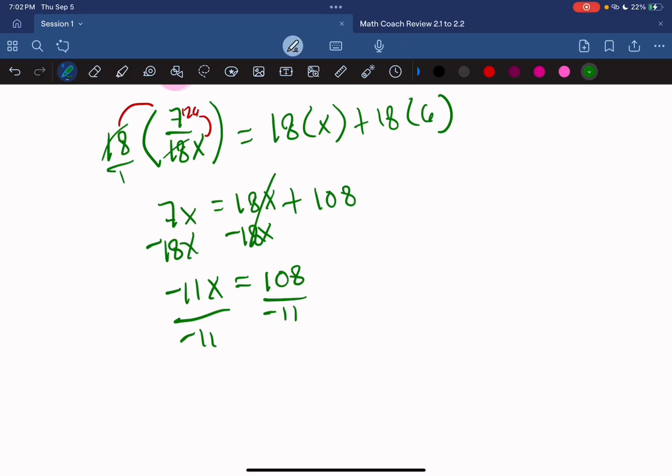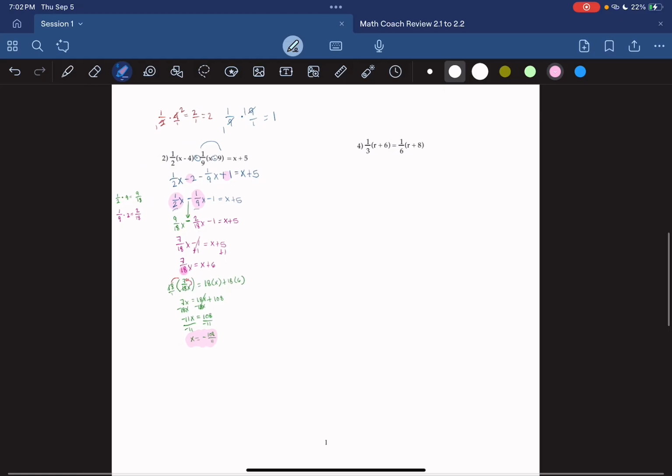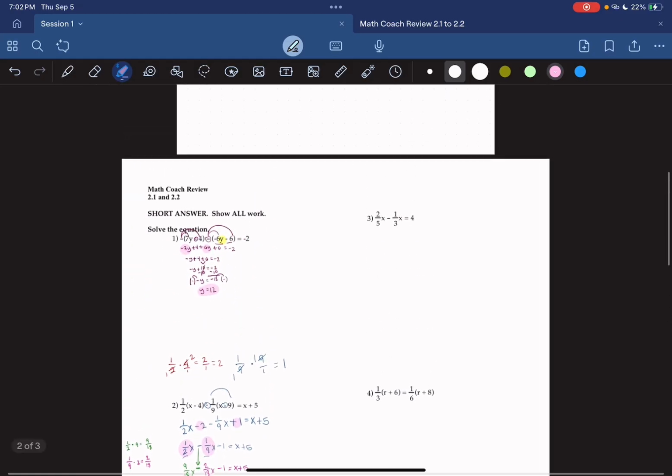And we don't have to write the 1 because it's in front of a variable. So x equals negative 108 over 11. Because you can't simplify 108 over 11. They have no common factors. So that is our answer. Very nice. Now let's go to number 3.